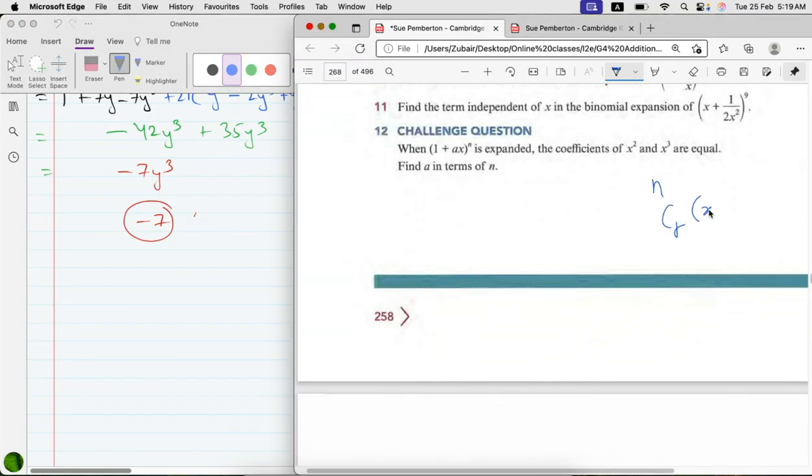nCr a^(n−r) b^r, and then expand, separate x and separate the numbers, and equate the power of x with 0, because we need the term independent of x. So n minus r has to equal 0. r could be anything, but x raised to the power would be 0.